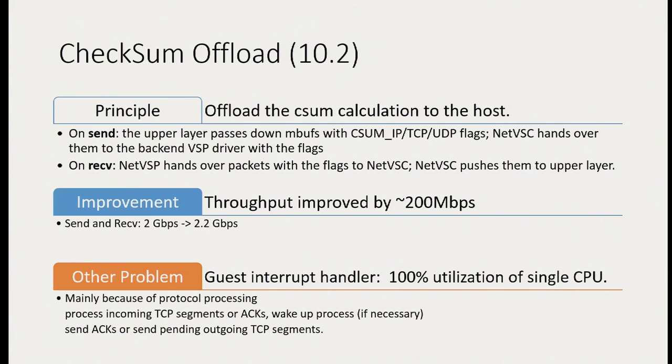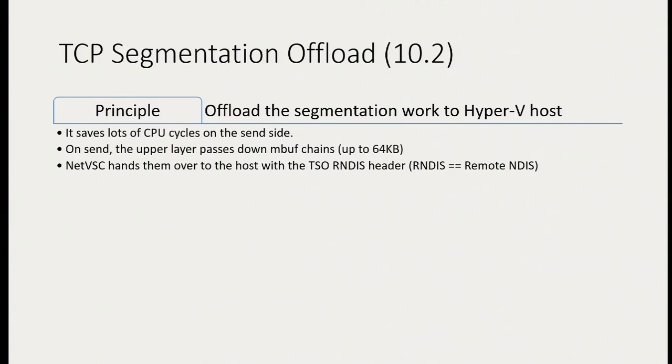The first thing we try is to optimize the sender side, because we know Hyper-V supports a technology called TCP segmentation offload, or TSO. The principle of TSO is that when the FreeBSD VM tries to send a bigger chunk of data, it can offload the time-consuming TCP segmentation work to the host, and the host can potentially make use of the capability of the modern NIC to do the real TCP segmentation work. This can save a lot of CPU cycles on the host and the guest.